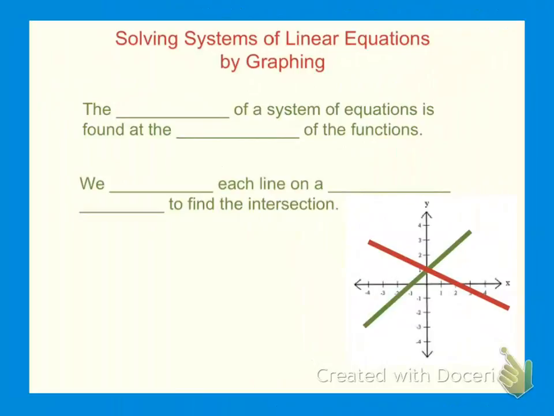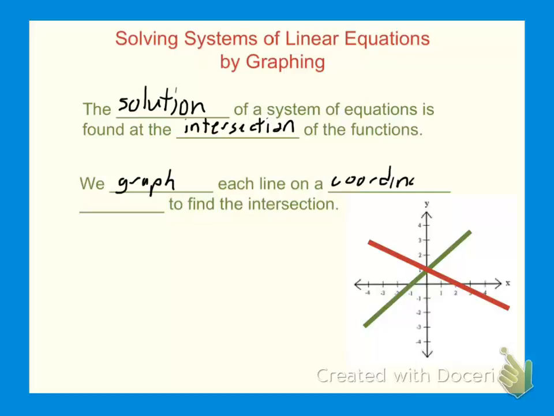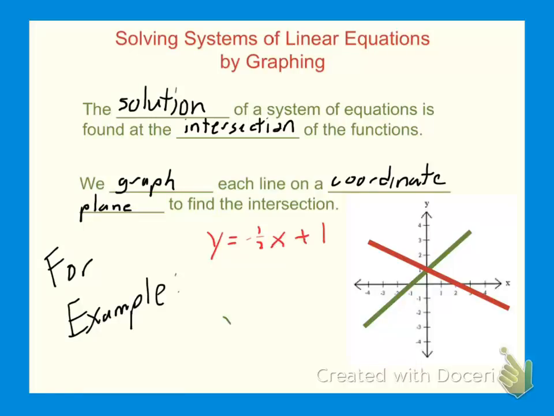We're going to talk about solving systems of linear equations by graphing. The solution of a system of equations is found at the intersection of the functions. To find that intersection, we graph each line on a coordinate plane. For example, the two lines I have drawn on this graph: the red one is represented by the equation y equals negative 1/2 x plus 1, and the green one is y equals x plus 1. You'll notice their intersection is at 0, 1 on the graph.